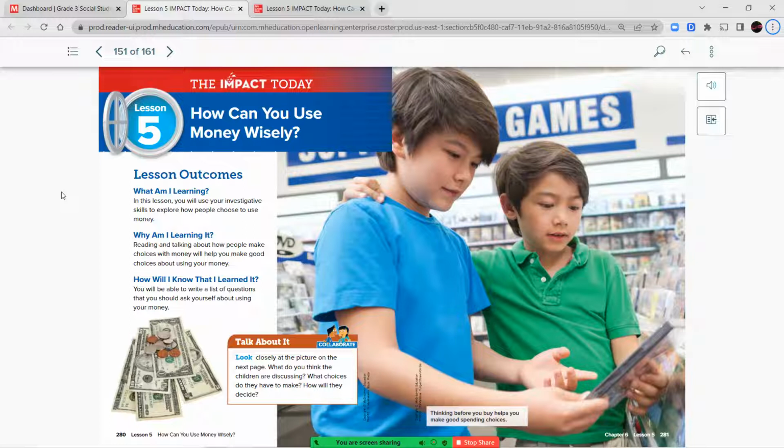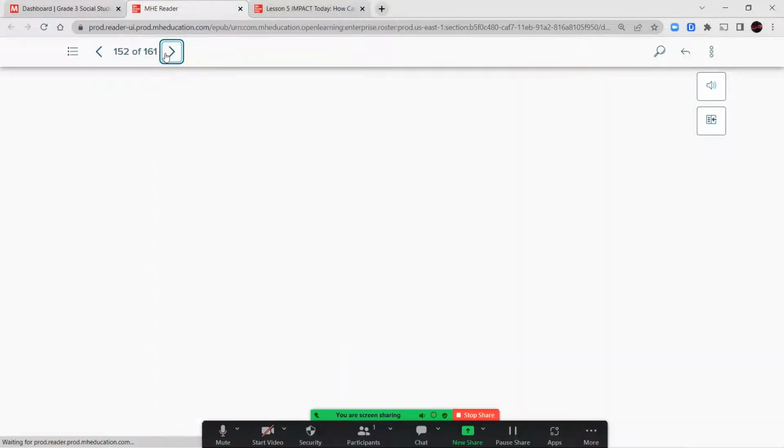This lesson is titled, How Can You Use Money Wisely? In this lesson, you'll use your investigative skills to explore how people choose to use money. Reading and talking about how people make choices with money will help you make good choices about using your money. Here in the picture, we can see that the boy is thinking before buying. Thinking before you buy helps you to make good spending choices.